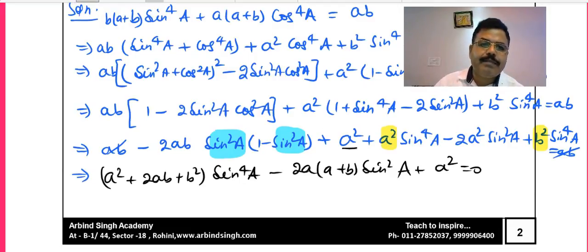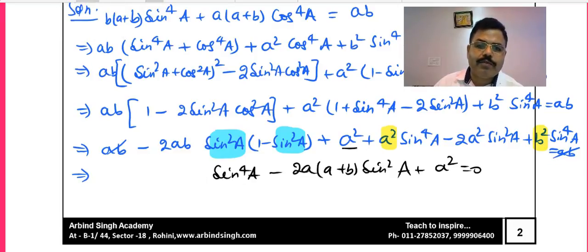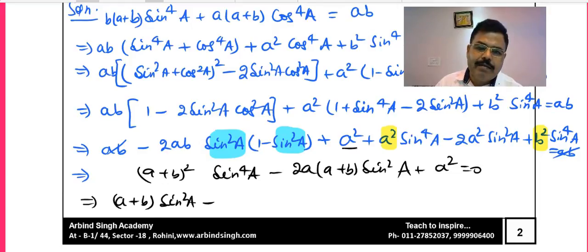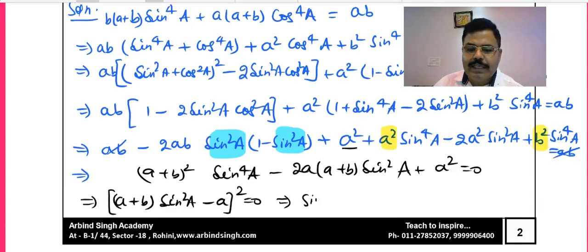Can I write this as (a + b) whole square? Yes, so I can write this as (a + b) whole square. So you understand this: this is (a + b) sin²A whole square, a² minus 2ab plus b². So easily one can write this as ((a + b) sin²A − a) whole square is equal to 0. And therefore sin²A will come up as a upon (a + b).